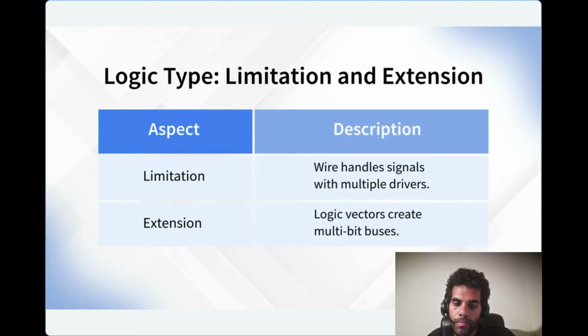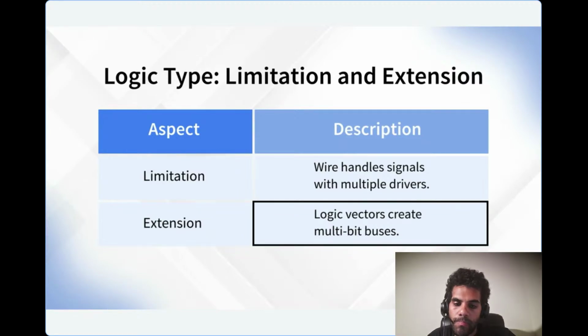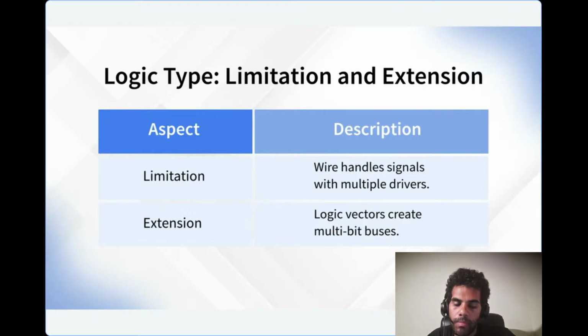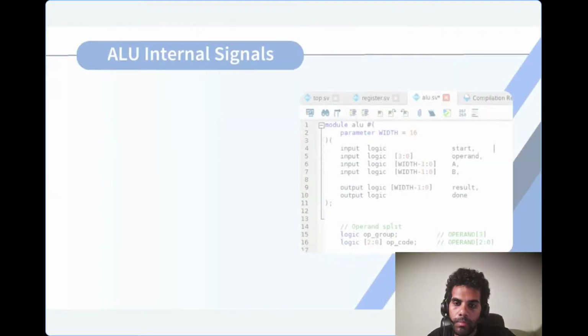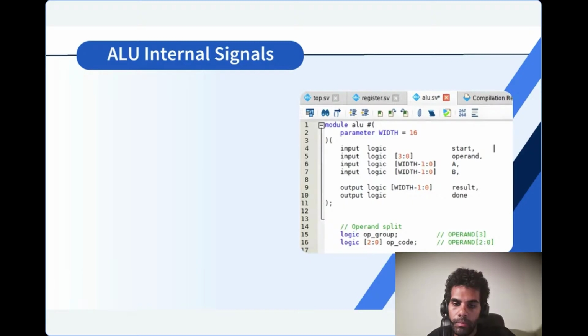Often we need multi-bit buses such as addresses or data paths, so we create those using logic vectors. In the example above, we have ALU logic internal signals. They are internal because they are not external input or output ports.